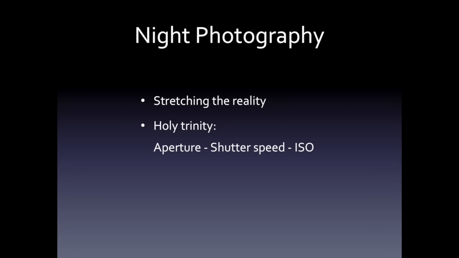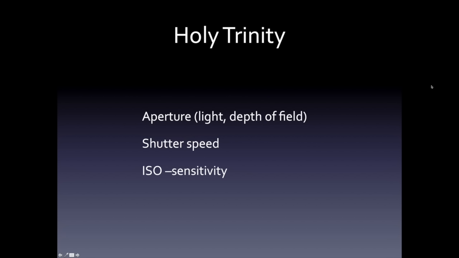Then there is the Holy Trinity: aperture, shutter speed, and ISO. It's really important that you understand these terms in night photography, because you deal with these all the time, and you need to change these settings all the time when you take the Nordic Lights photos or any other night photos.